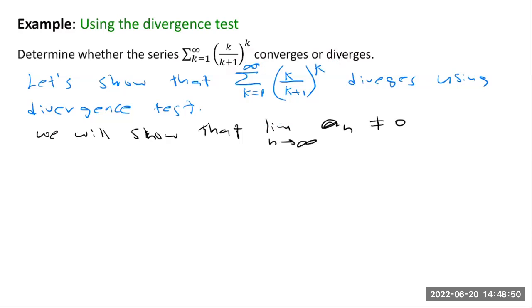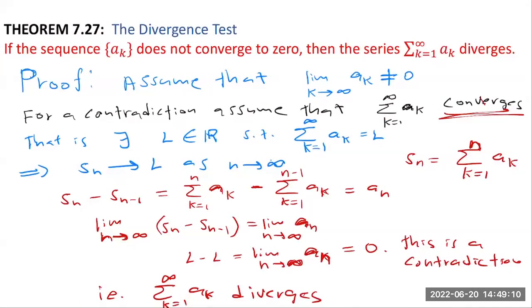To apply the divergence test, first of all, let me identify my ak. I'll take this quantity to be my ak, not k, ak. The general term, right? So then, to show that this diverges using the divergence test, what do we have to show? First of all, let's read the statement of the divergence test. If the sequence ak does not converge to 0, then the series diverges. So all we have to do is show that the sequence ak does not converge to 0. If we can show that, then we are done. We can conclude that the series diverges using the divergence test.